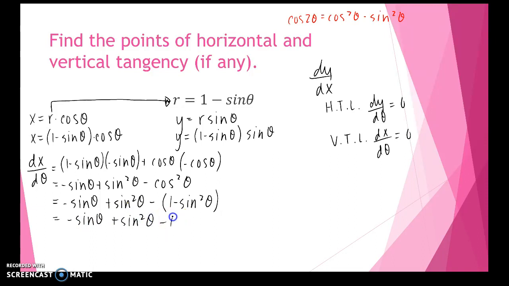Distributing my negative, minus 1 plus sine squared theta, and then combining like terms, I'm going to write it as 2 sine squared theta minus sine theta minus 1. Okay, we'll come back to that.